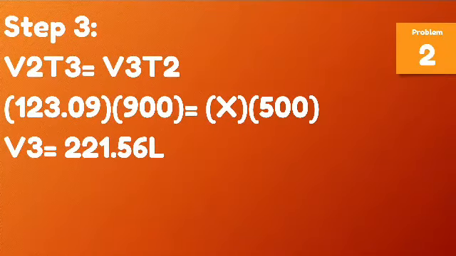For us to find the V3, let us use the formula V2 times T3 equals V3 times T2 and substitute all the given. 123.09 times 900 is equal to X times 500, and it is equal to 221.56 liters, and that is our V3.